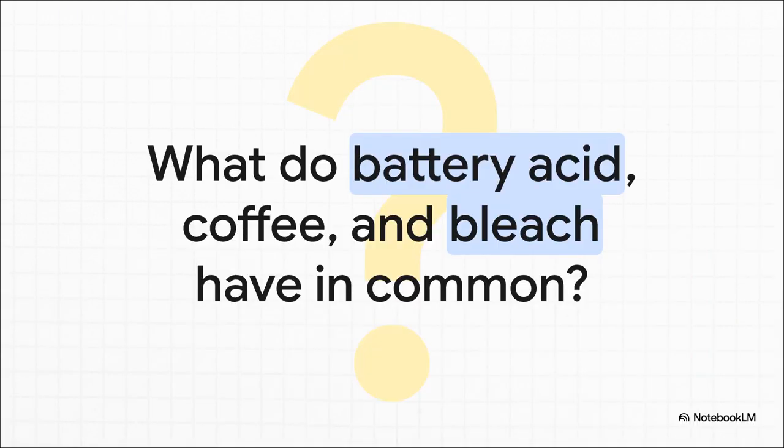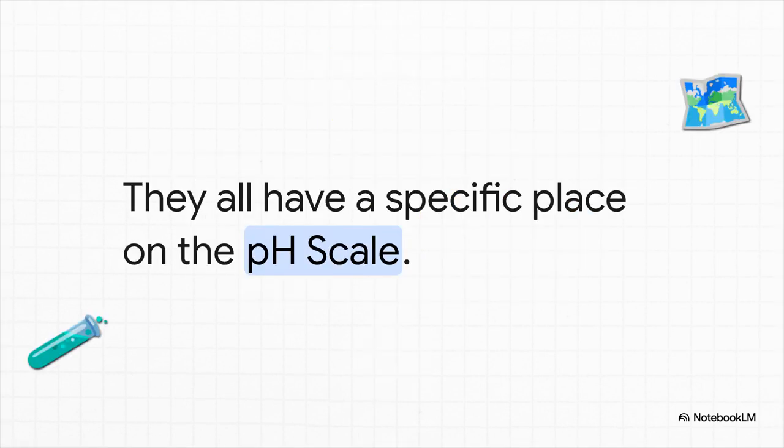So, let me start by asking you a question. What could possibly connect something as corrosive as battery acid, as everyday as coffee, and as powerful as bleach? I know, they sound completely different, right? But the answer is actually pretty fascinating. You see, all of them have a specific place on what's called the pH scale. Think of it like a hidden language that classifies pretty much every liquid substance in the world around us.